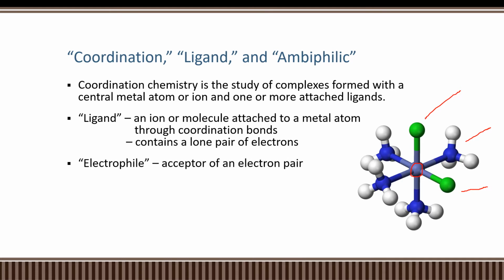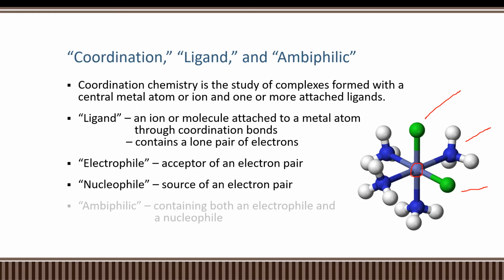Electrophile is an acceptor of an electron pair. The key part of the word is electro, or electron. Then we have nucleophile, nucleo, nucleus, which is a source of an electron pair. When we have these two things together, we get ambiphilic, which is a molecule that contains both an electrophilic site and a nucleophilic site. In this case, we're looking at metal sites, where one of them will serve as an electrophilic site, and the other one will serve as a nucleophilic site, and a molecule that contains them both is an ambiphilic molecule.